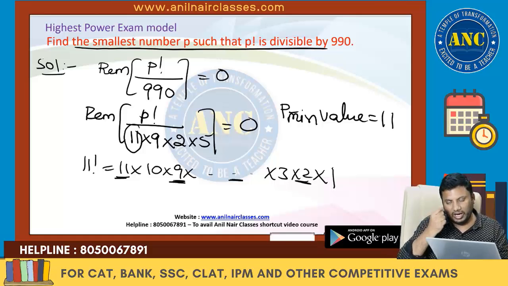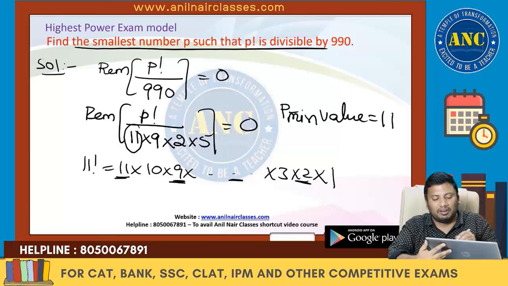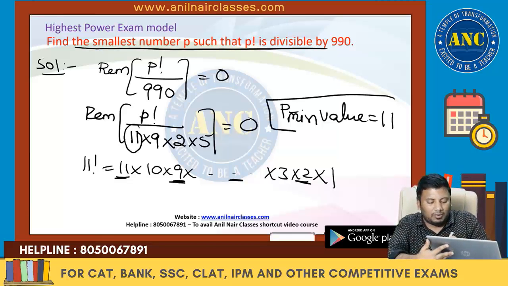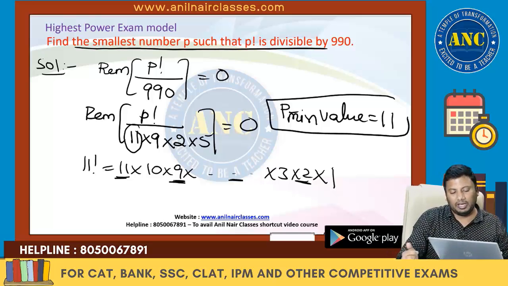So to get a minimum of 1 power of 11, what is the lowest natural number which will give 1 power of 11? 11 factorial. So what is the minimum value of p? It is 11. Minimum value of p is 11. I hope the idea is clear.